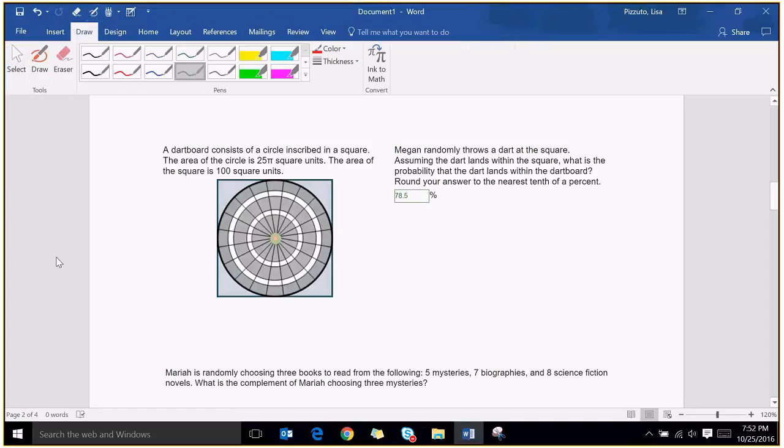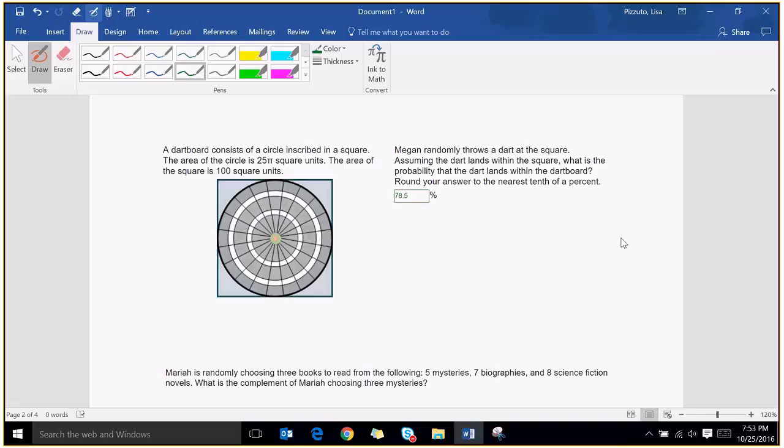So here it says a dartboard consists of a circle inscribed in a square. The area of the circle is 25 pi, and the area of the square is 100 units squared. It says Megan randomly shoots a dart at the square. Assuming the dart lands within the square, what is the probability that the dart lands within the dartboard? Round to the nearest percent.